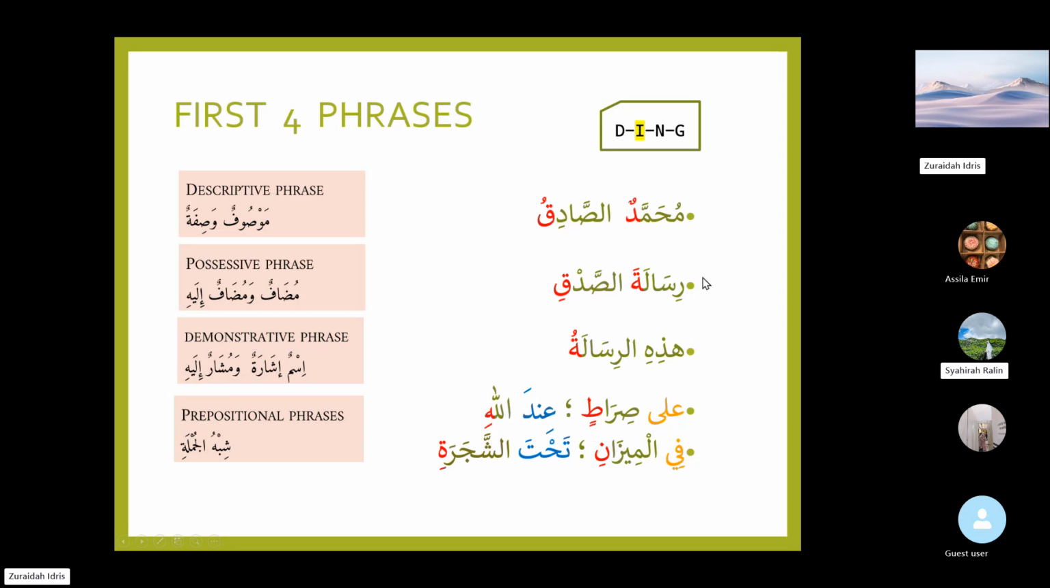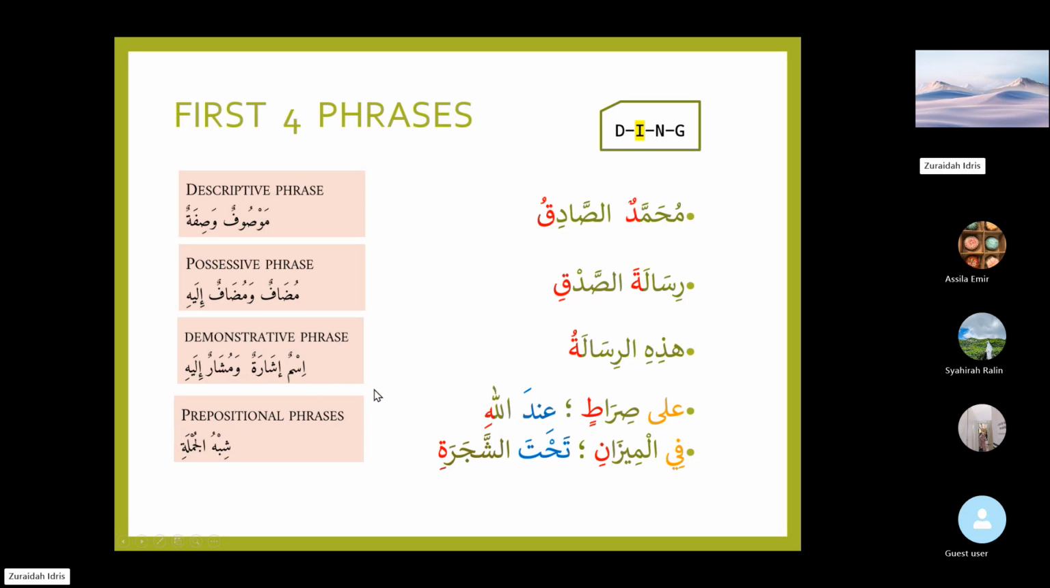The only difference between the two is this one: what it's describing comes before the description. But in this one, the thing that is being pointed at comes after the pointer. And of course, the pointer, the ismun ishara, is fixed. There's a group of words that are called ismun ishara. I'll give you a table of that in the next lesson. Whereas this one, Muhammadun, can be any ism. It doesn't have to be from the family of ismun ishara.